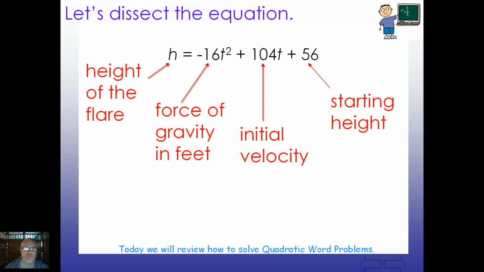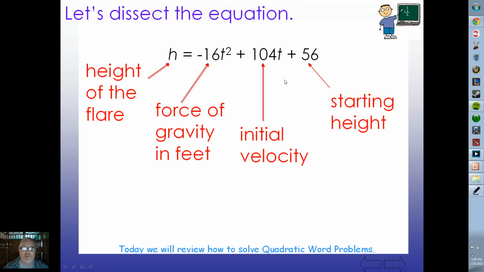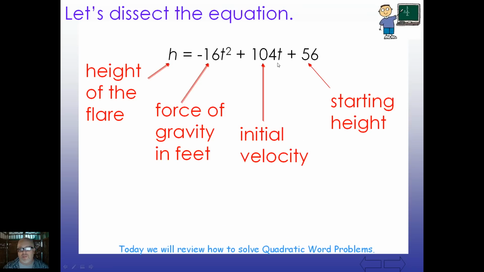Now, just a little hint for you here. You're going to need to recognize this one on your own and this one on your own when it comes down to some kind of testing. They're going to ask you, whether it be on a formal test, I've seen this before, or a benchmark or something, they're not going to necessarily plug those numbers in for you. You're going to have to do it yourself. So please recognize that the linear term here is the initial velocity and the constant is the starting height.